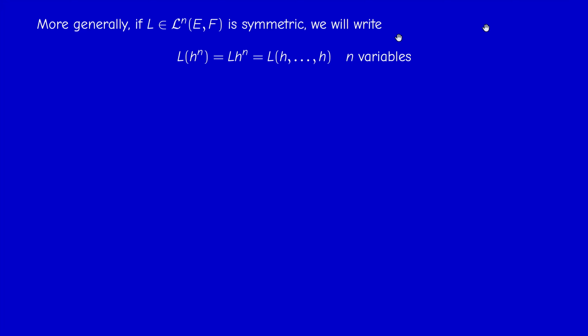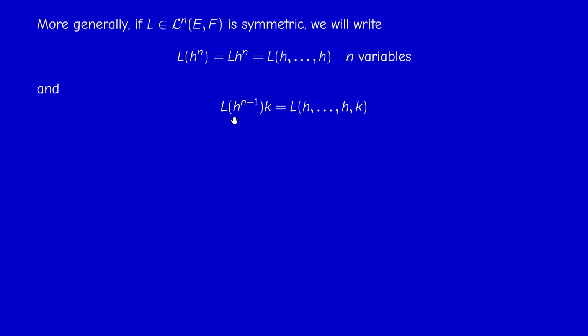More generally, if we have a multilinear symmetric map L with n variables, we write L(h^n), or L h^n without parentheses. This is just a notation, a shortcut, if you like, of the value of L at h, n times. This is a very useful notation.